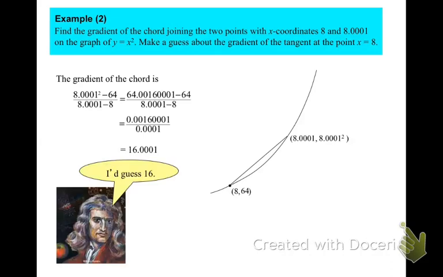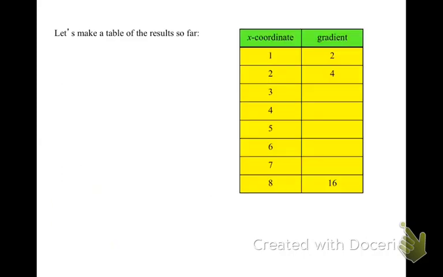Alright, there's Isaac again. Let's take this and put it into a table. So far we've got our gradient, again for y equals x squared. So when y equals x squared, we so far have, when x is 1, the slope, or the gradient, is 2. When x is 2, the gradient at the point is 4. When x is 8, it goes to 16. So you're probably seeing a pattern, but can we actually prove this?